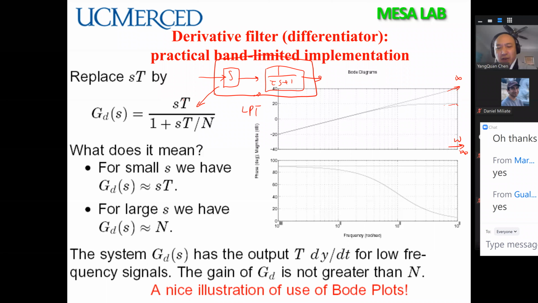So in here, we introduce a tau in here and also tau in here, but divided by capital N. So as S is very small, this is tau S, okay? If S is large, then it becomes N. So this is called a practical differentiator. So you can tune the tau and N, okay?